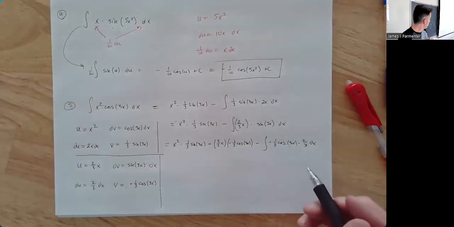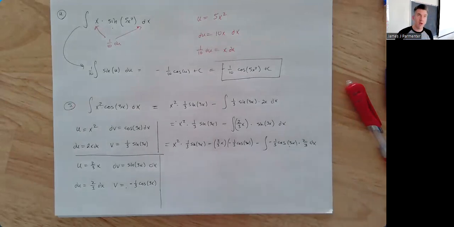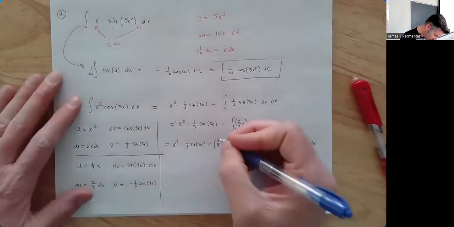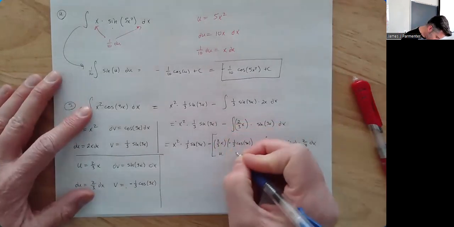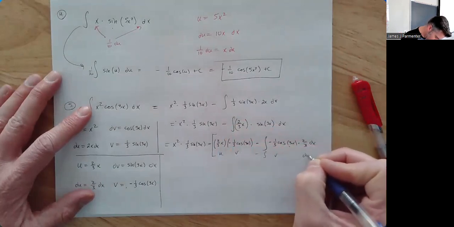Question. You're right, I should. And that's probably why I actually do choose to pull out the 2/3, because it's easier to not miss that fact if you pull out a constant as well. Thank you. So yeah, we should have minus all of uv minus the integral of v du.